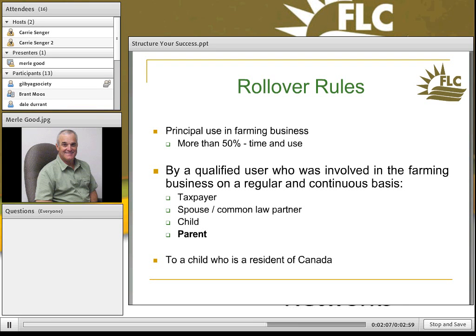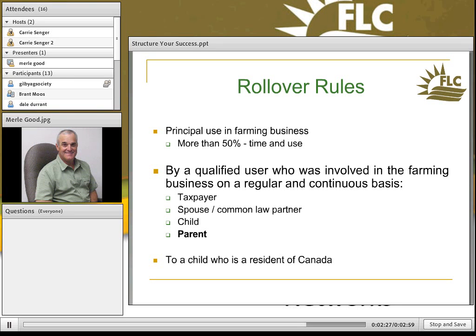step into your shoes. You also notice on that slide, I have a child who is a resident of Canada, and that's really important to understand. If your children live outside of Canada, and if you die or transfer land to them while you're alive or on death, that transfer is not eligible and takes place at fair market value.